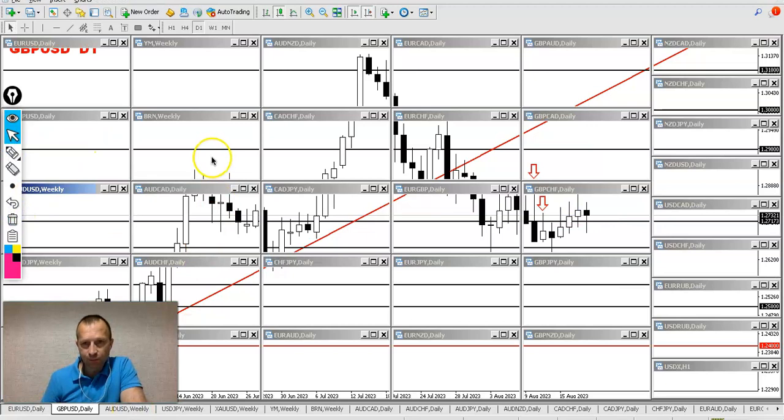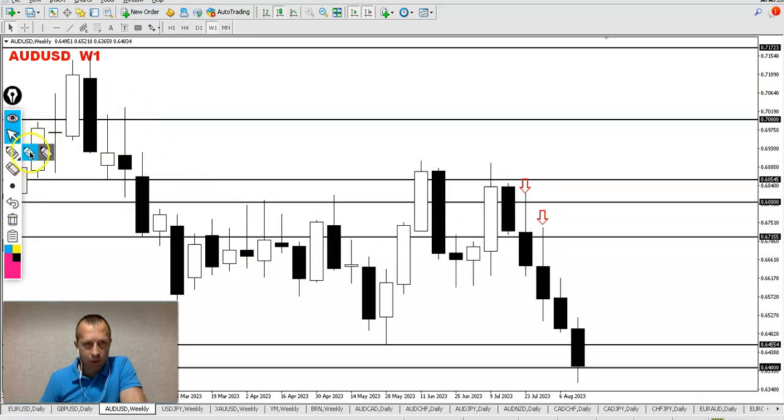Let's switch to AUD. AUD is very, very bearish, and from a technical point of view looks very good. You see it's just 5 weeks in a row downside, and now finds some support around 0.64.